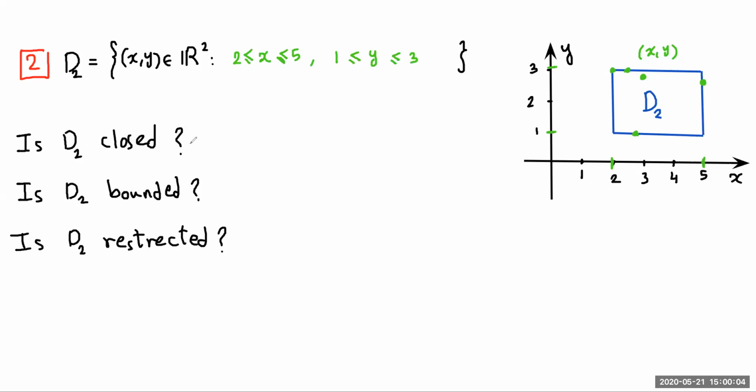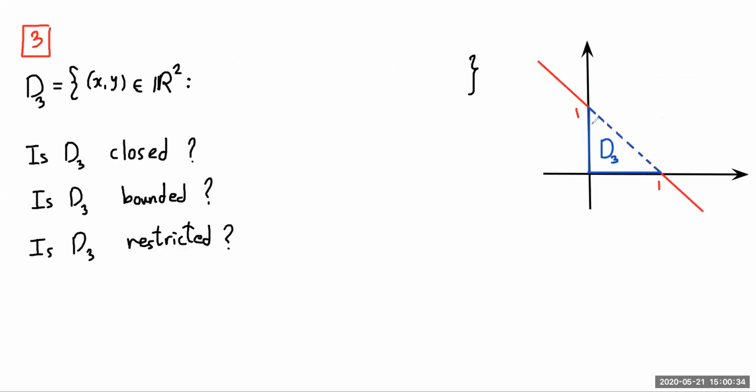So is D2 closed? Yes, because all of the boundary points, meaning the points around the region D2, are included in D2. Is it bounded? Yes, because I can sketch a circle that contains D2, and for any point inside D2, x will not go to infinity and y will not go to infinity. So it's restricted because it's closed and bounded.